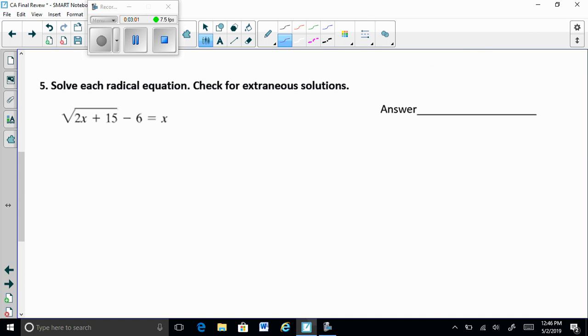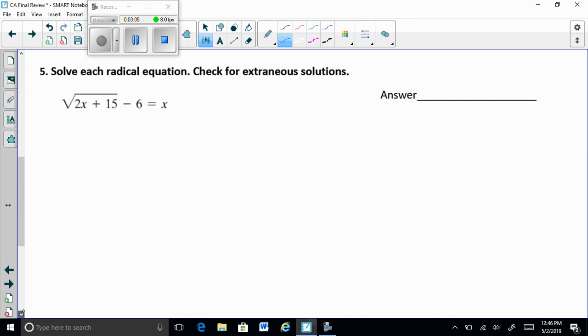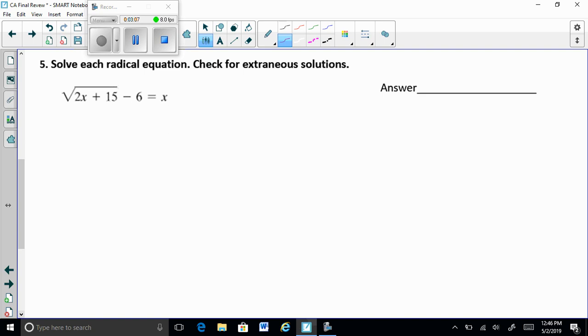All right, next one is a radical equation, and you can see that it says check for extraneous solutions. A lot of times you're going to get 2 answers and only one of them works. It's possible they both work, but more often than not, one of them does not work. So anyways, here we go.